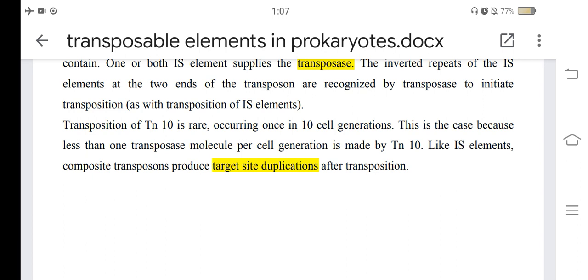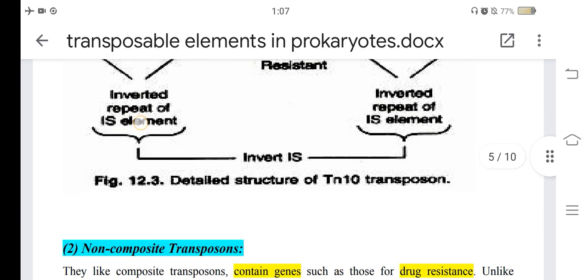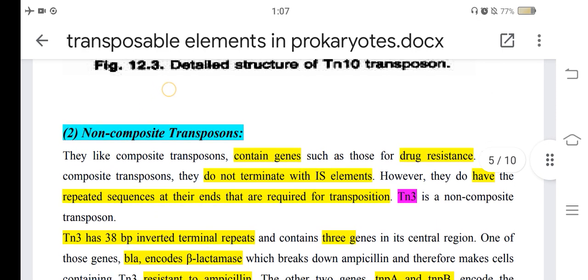Like IS elements, composite transposons produce target site duplications after transposition. Inverted repeat of IS element, tetracycline resistance gene, inverted repeat of IS element. This shows the detailed structure of a Tn10 transposon.